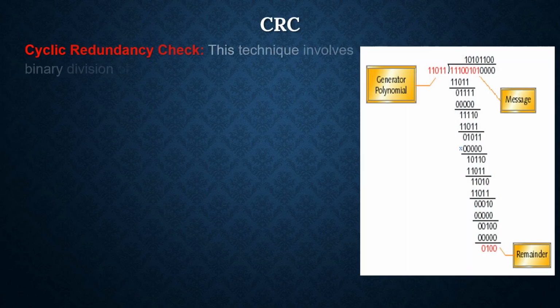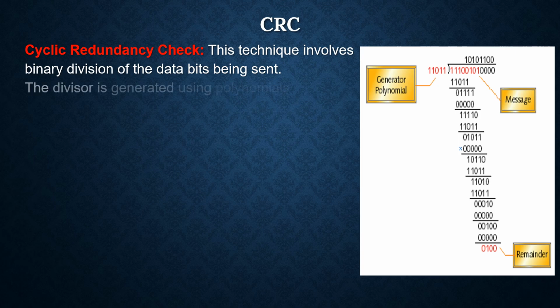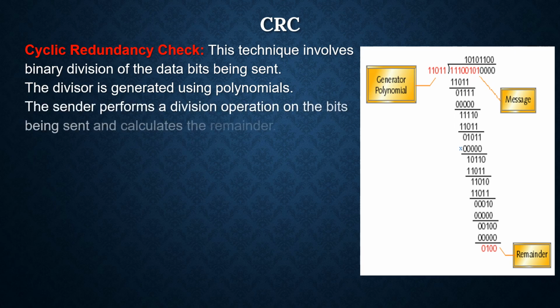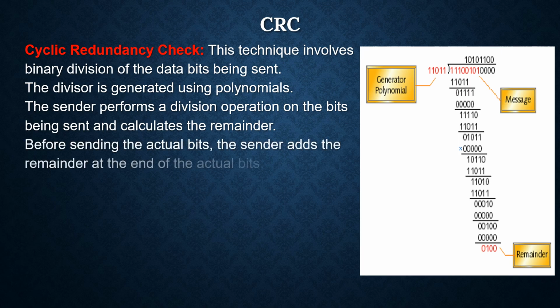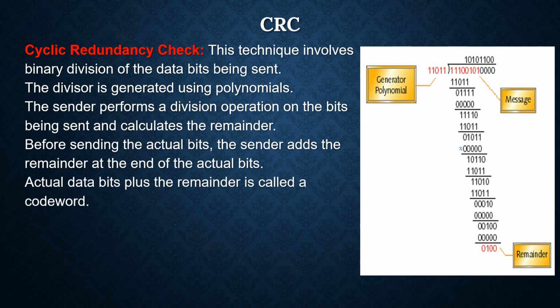CRC or cyclic redundancy check. This technique involves binary division of the data being sent. The divisor is generated using polynomials. The sender performs a division operation on the bits being sent and calculates the remainder. Before sending the actual bits, the sender adds the remainder at the end of the actual bits. Actual data bits plus the remainder is called a code word. The sender transmits data bits as code words.